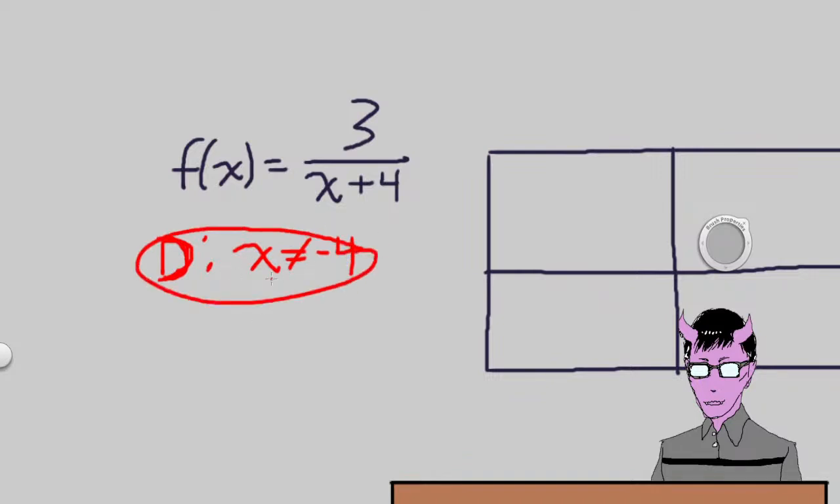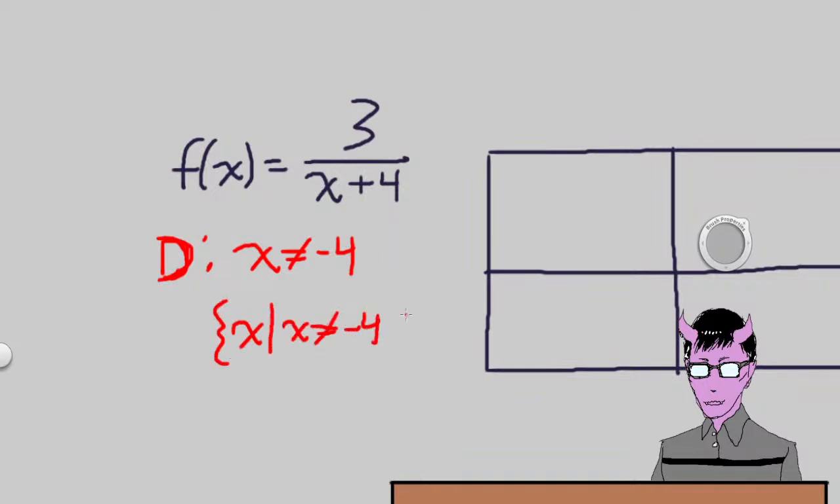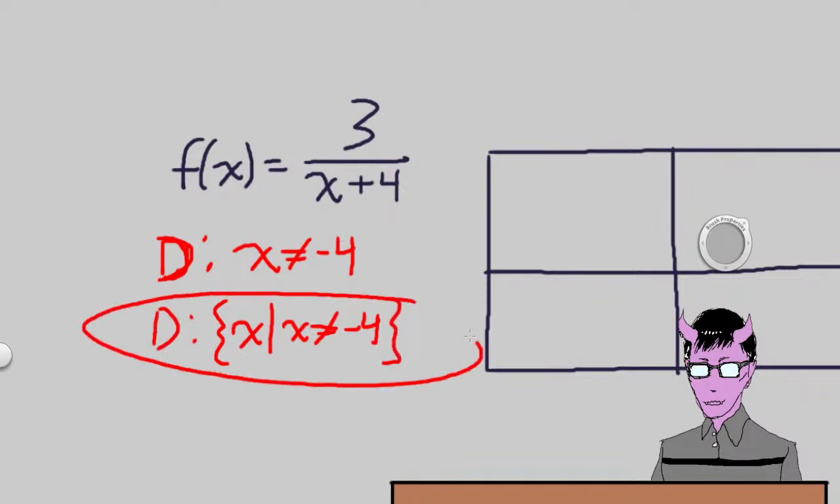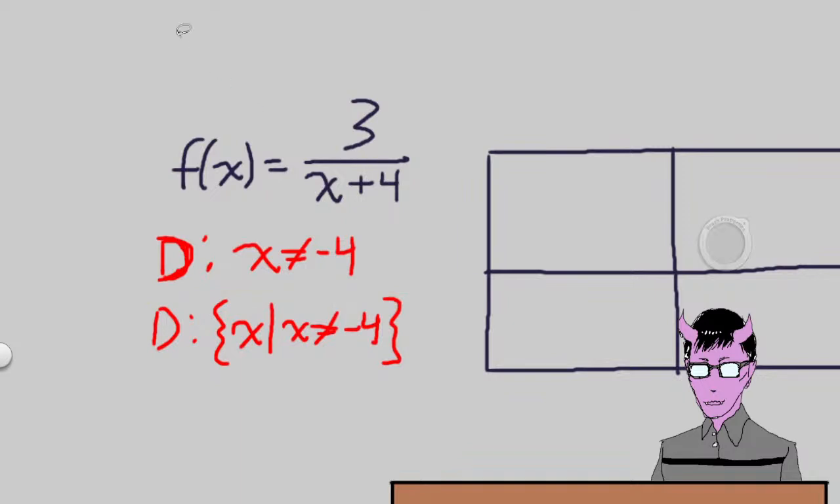There's a little more formal way to write this. You could write x such that x is not negative 4. And then you have these little squiggly brackets. You put domain as that one. So this is being super formal. I don't care for such formalities, but your teacher might. So that's it for the domain.